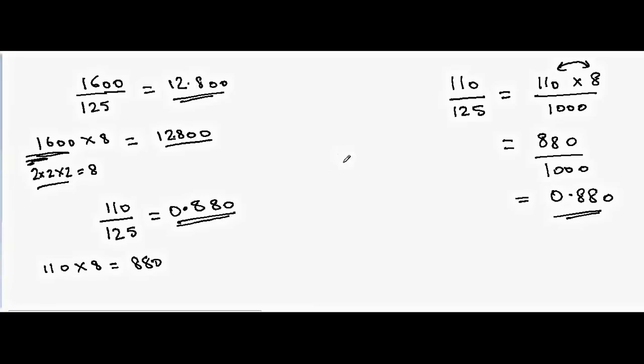Let's try it again. Suppose I have 100 and I want to divide by 125. In this case it will be equal to 800 and a decimal after three digits, that's equal to 0.800. So that's our answer.